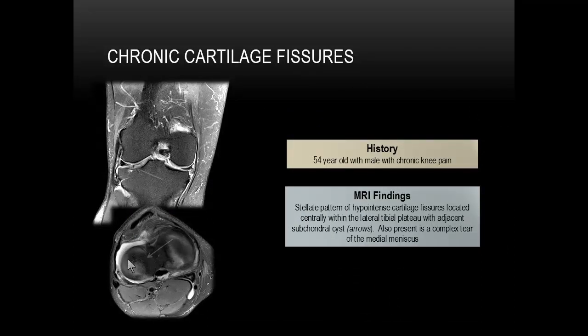Here's just another example we see with a patient who has a complex meniscal tear in the medial compartment, but has this complex pattern of stellate hypointense fissures within that lateral tibial plateau. We have a couple things that we can use to infer that this is a chronic process. One is that the T2 hypointensity that we see typically occurs with time within the cartilage, and otherwise also looking at the subchondral bone marrow edema. We no longer have that ill-defined edema that we typically associate with more acute type processes, but we can develop very geographic bone marrow edema type lesions and subchondral cysts related to that chronic process that's going on.